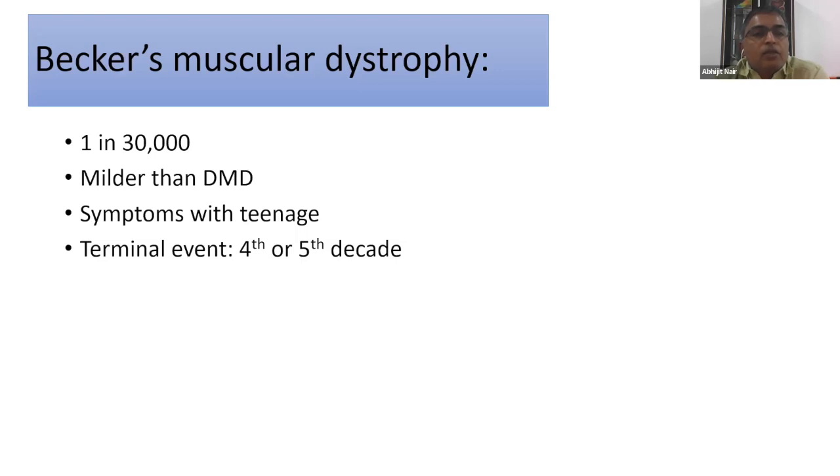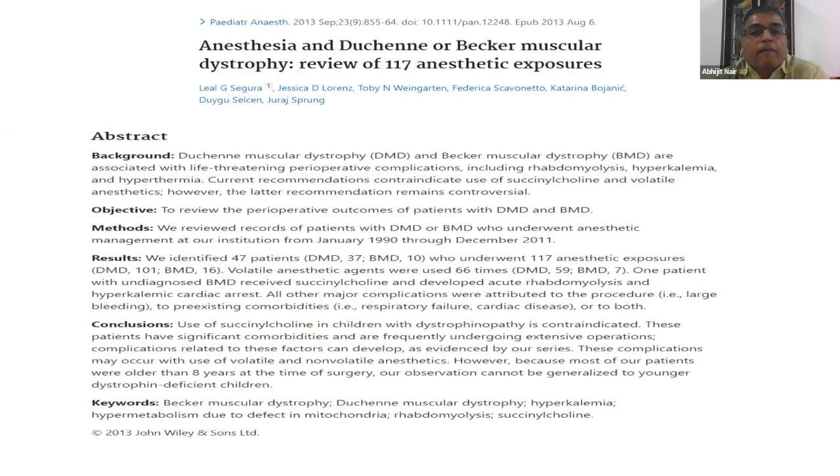Becker's muscular dystrophy comes next, a close second, a distant second actually, 1 in 30,000 births. It is a little milder than Duchenne's. The symptoms start in the teenage years and they live up to the 4th or 5th decade of life. But again, the reason is respiratory failure or cardiac arrest due to underlying cardiomyopathy. As we all know, these are cases which are very rare and there are no randomized studies.